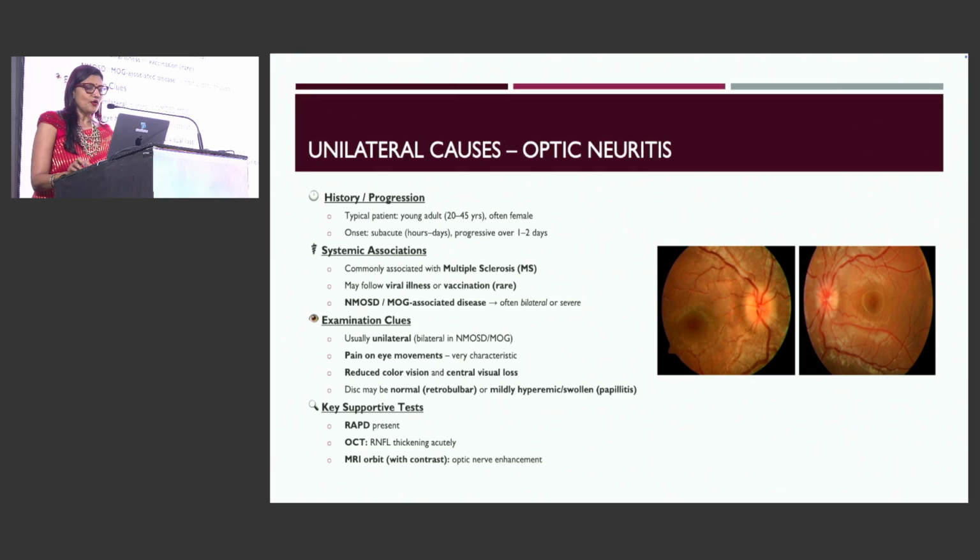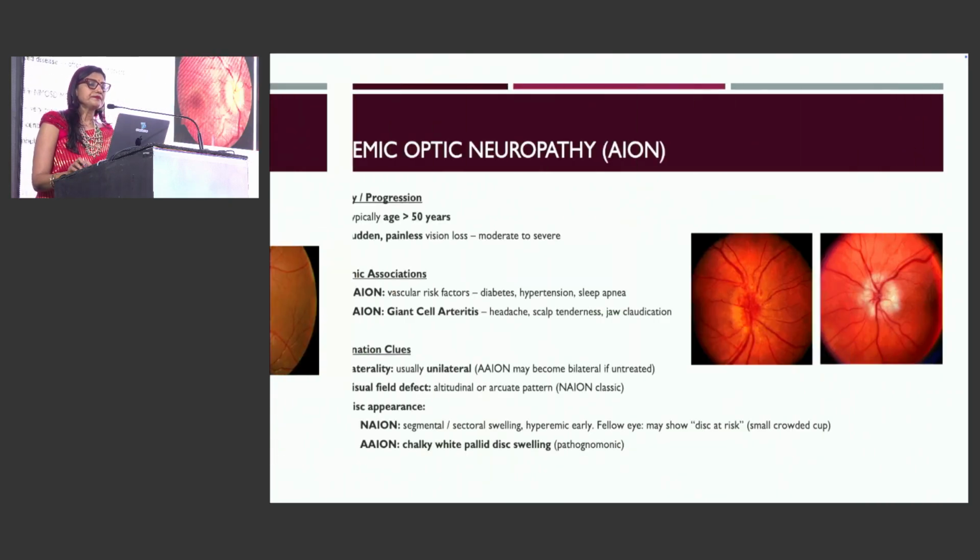Unilateral causes, optic neuritis. Typically, it's a young adult, often female, and often subacute. I think we have a full talk on optic neuritis, so I will not go into the details, but always remember that unlike papilledema, in optic neuritis, RAPD is a very clearly visible sign.